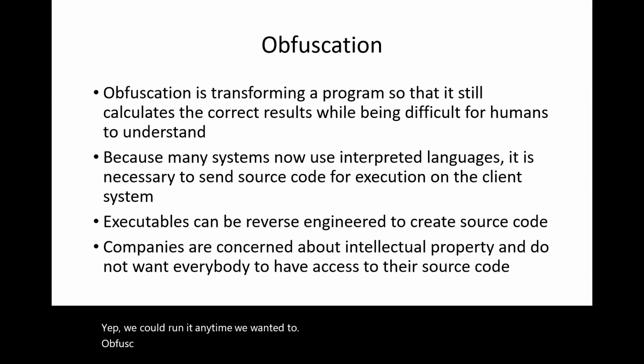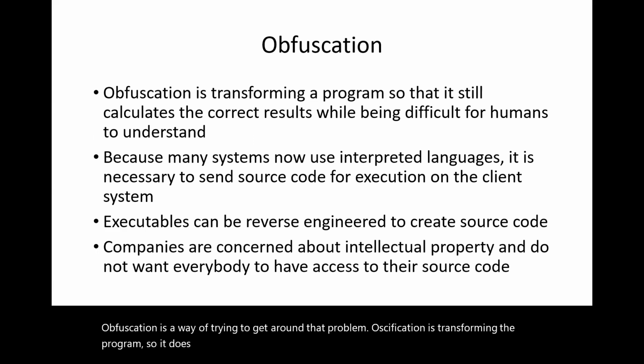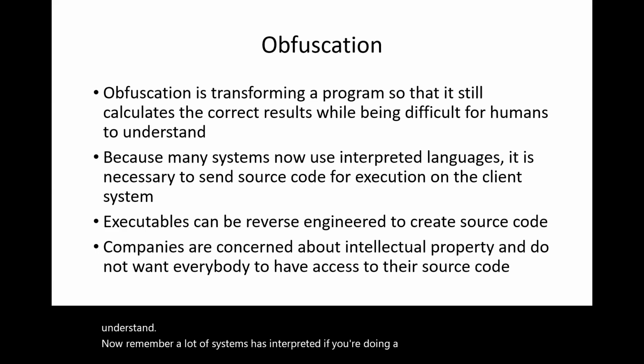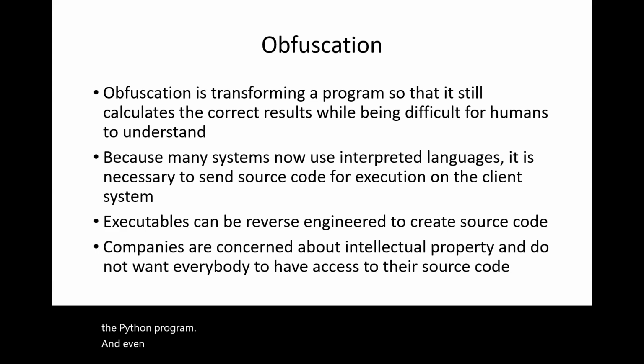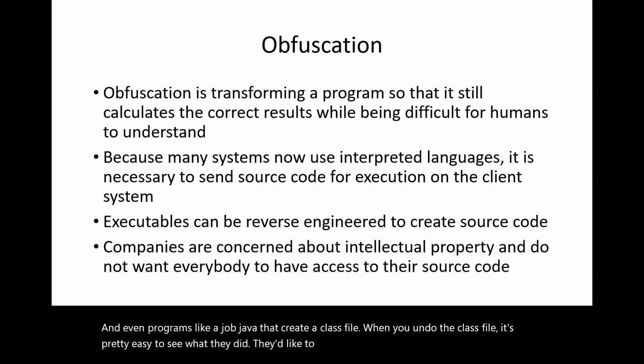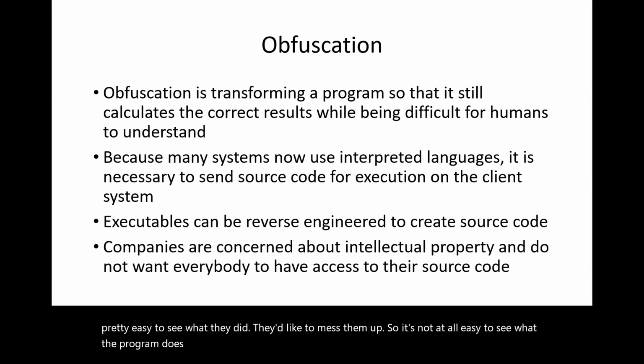Obfuscation is a way of trying to get around that problem. Obfuscation is transforming the program so it does the same thing, it produces the same results, but it's difficult for humans to understand. Now, remember, a lot of systems are interpreted. If you're doing Python, you have to look at the Python program, and even programs like Java that create a class file. When you undo the class file, it's pretty easy to see what they did. They'd like to mess them up so it's not at all easy to see what the program does when you look at the uncompiled version.